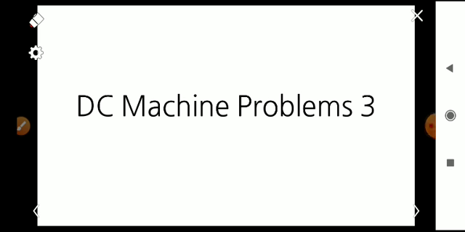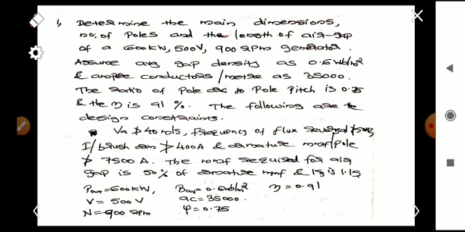So today we are going to discuss a design problem from the DC machine module. The question is: determine the main dimensions, number of poles and the length of air gap of a 600 kilowatt, 500 volt, 900 rpm DC generator. Assume average gap density, that is B_av, which means the specific magnetic loading, as 0.6 Weber per meter square, and ampere conductors per meter, that is AC, the specific electric loading, is given as 35,000. The ratio of pole arc to pole pitch is 0.75 and the efficiency is 91%.